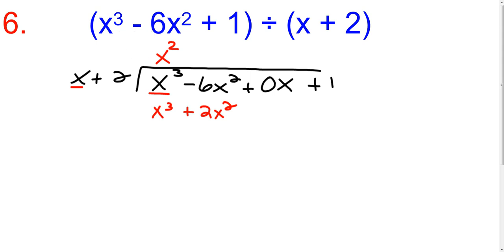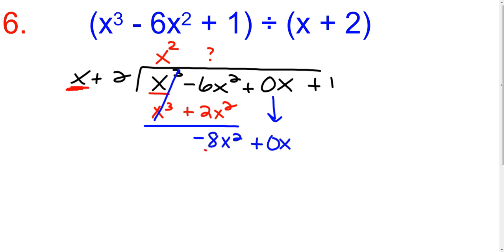I need to go ahead and subtract. So when I subtract x cubed minus x cubed, that drops. Negative 6x squared minus 2x squared would give me negative 8x squared. And then I'll go ahead and bring down my 0x next. Okay, and now I need to figure out x times what should I put right here will give me negative 8x squared. So hopefully you can figure out that would be negative 8x.